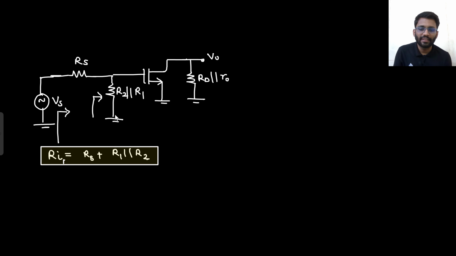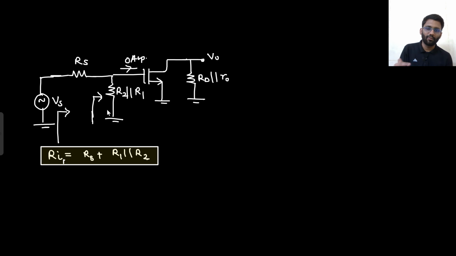So no one will ask what is the input resistance of common source amplifier, nothing like that. They will make the circuit and they will make the arrow, and they will ask you how much resistance do you see from here? RS plus R1 parallel with R2, right? Because RS and R1 parallel R2 have the same current. If IS current is flowing here, the same IS current will be flowing here as well, because the gate will not have any current. This will have 0 ampere current.